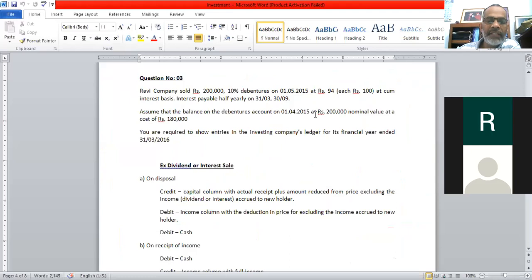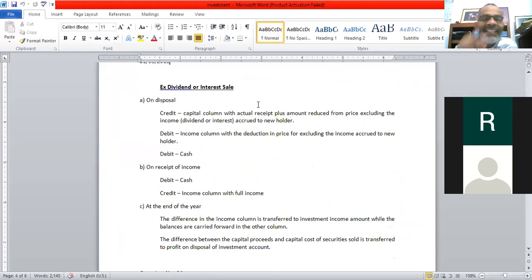Alright, I have done this example. Look at this example, I have finished off. Now we will move to the ex dividend method. This is also common, like ex dividend purchase. The only thing is that all the records were carried out on the debit side of the investment. Now we have to record all the records on what side of the investment? Credit side of the investment, because that is the disposal. Where there is a disposal or a sale, investment account is credit, cash account is debit. What we have followed there, look here: credit capital column, debit income column, debit cash column.